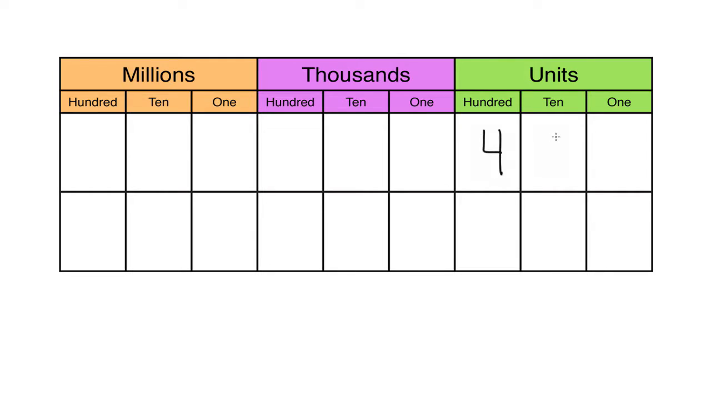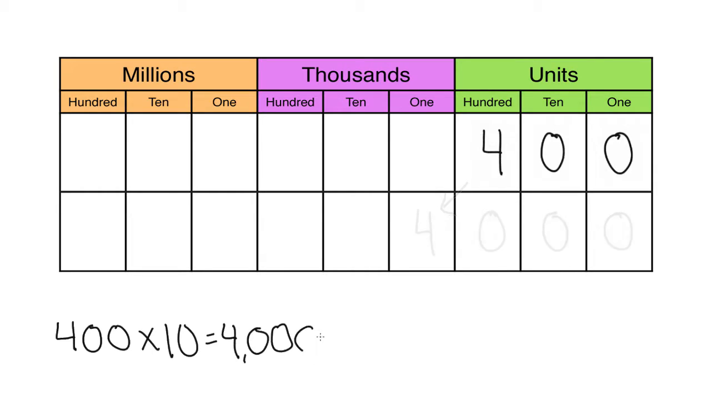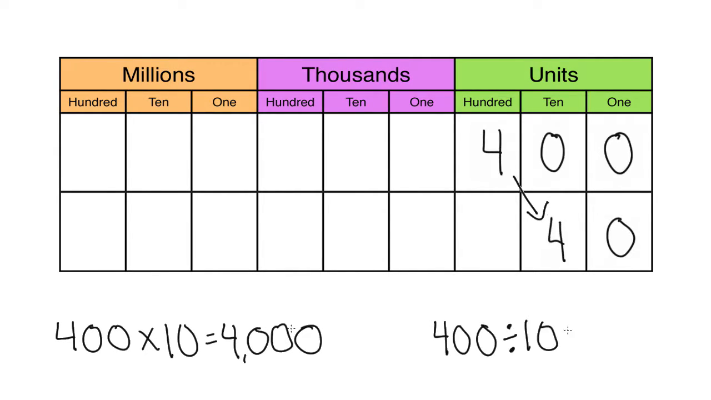If 4 is in the hundreds place, the value of the 4 is 400. If the number is multiplied by 10, I would have 4,000. 400 times 10 is 4,000. If I divide 400 by 10, the number no longer gets 10 times bigger. It gets 10 times smaller. 400 divided by 10 is 40.